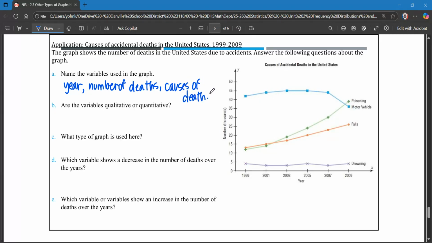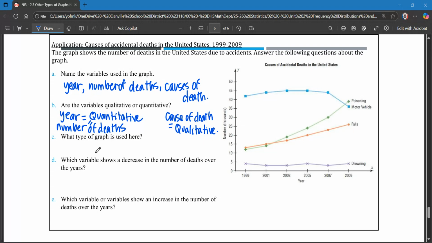Letter B, are the variables qualitative or quantitative? Well, the year is quantitative. It is describing a number. The number of deaths is also quantitative. It is using a number. So we'll just put number of deaths and year. These are both quantitative. Cause of death is qualitative. That is putting something into a category, not using a number.